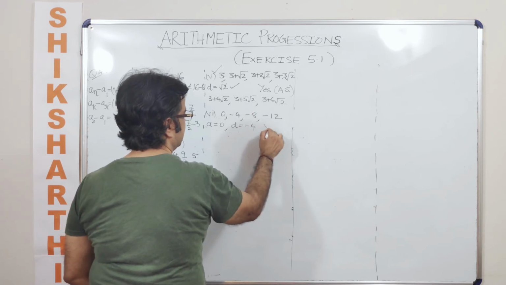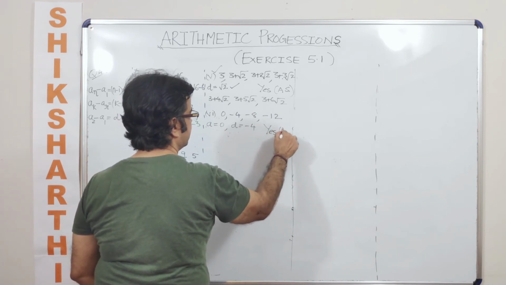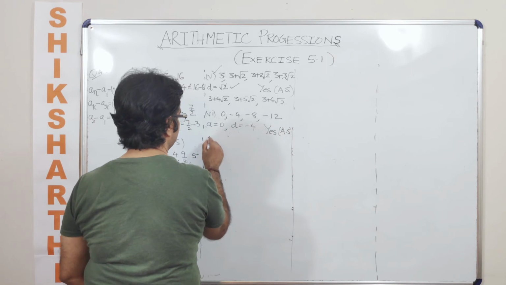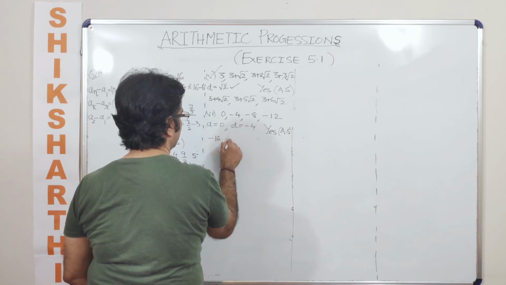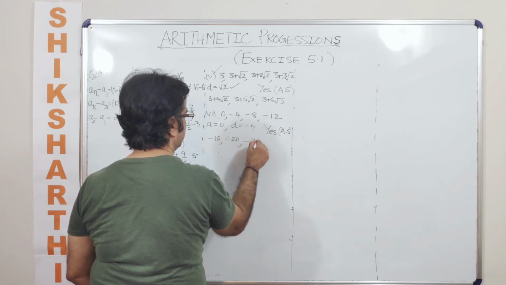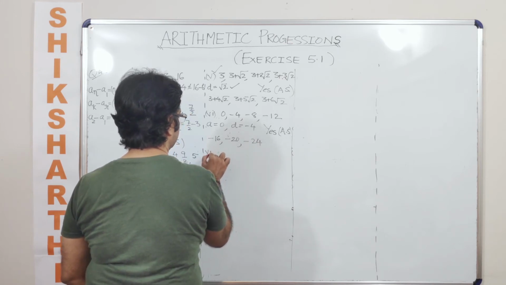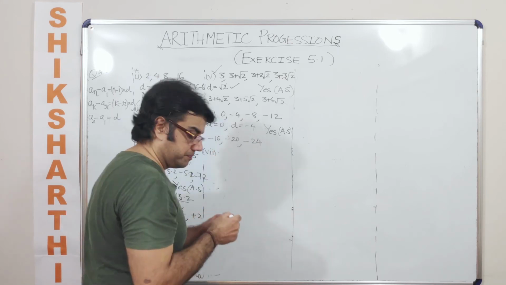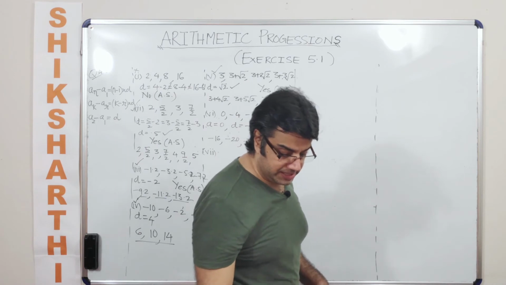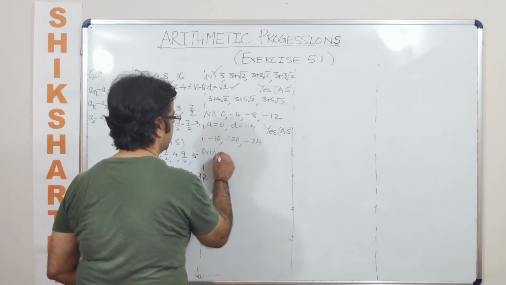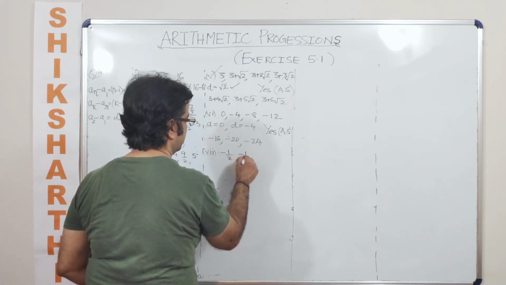So is it an arithmetic series? Yes, it is an arithmetic series. What are the next three terms? Minus 16, minus 20 and minus 24. Moving on with the next, which is subpart 7. Okay, subpart 7 says minus 1 by 2, minus 1 by 2, minus 1 by 2, minus 1 by 2.